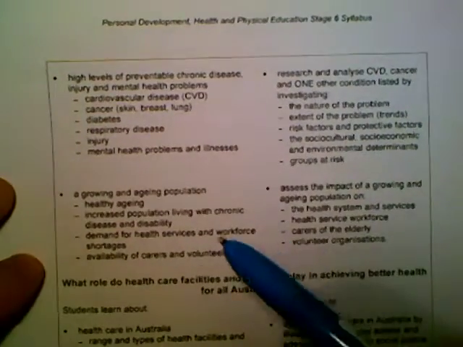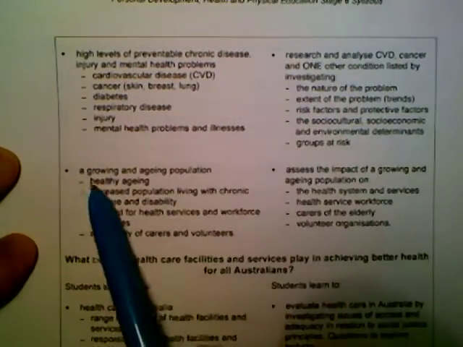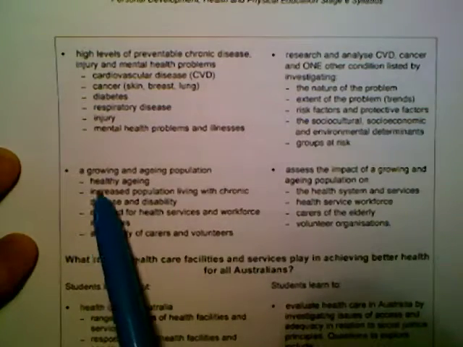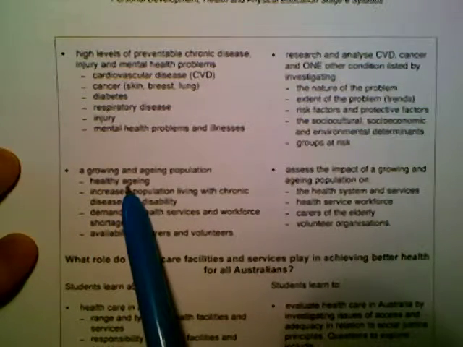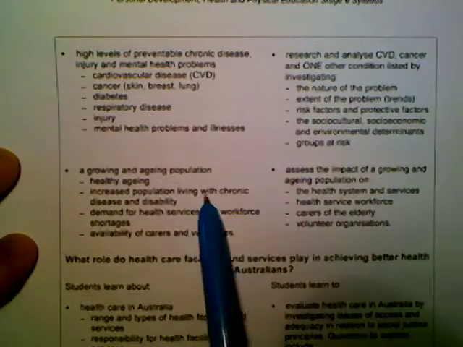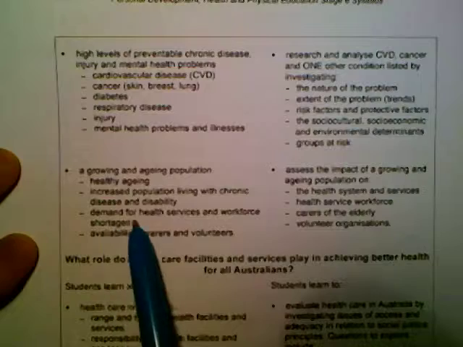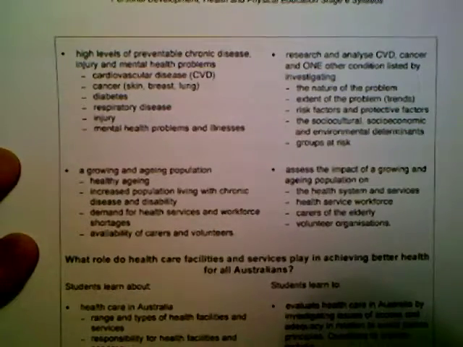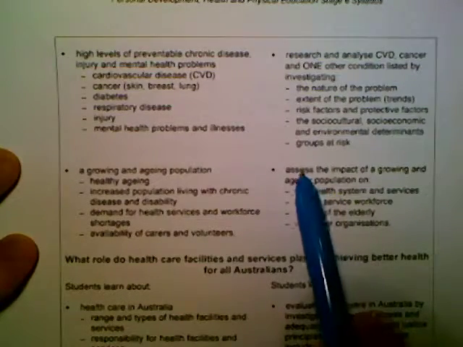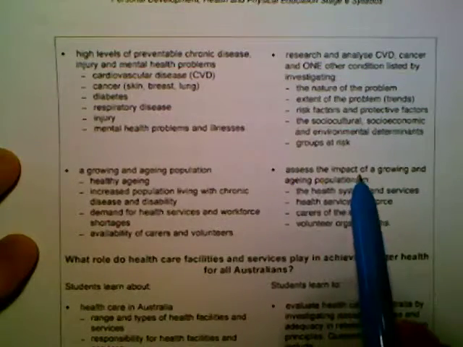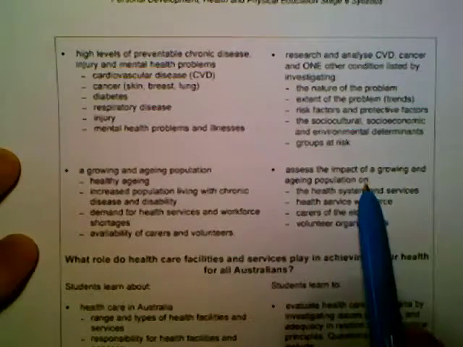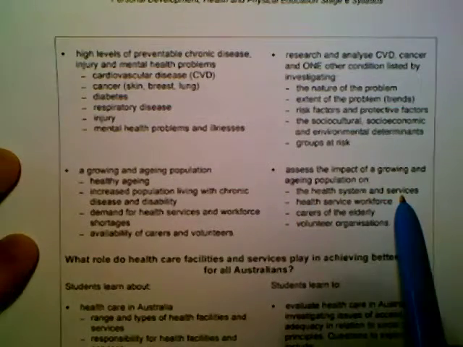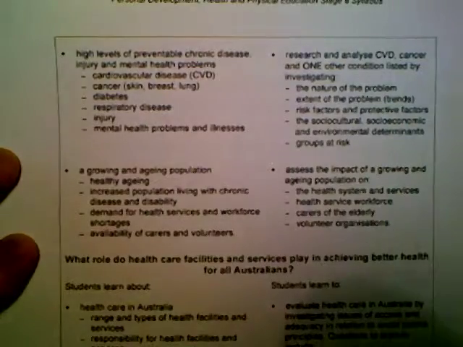If we have a look straight away at our syllabus dot point, where it's come from, right in the middle it says a growing and ageing population. We have 4 areas which students are required to address in the answer with an explanation or in an assess: healthy ageing, increased population living with chronic disease and disability, demand for health services and workforce shortages, and the availability of carers and volunteers. If we go across to the Learn 2, you'll notice that it says the actual question: assess the impact of a growing and ageing population on, and the first one being the health system and services. That's exactly where this question has come from.